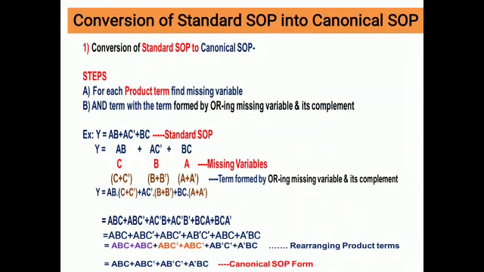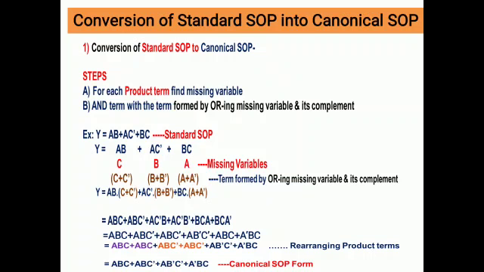Now we'll see how to convert the standard SOP form into canonical SOP form. See what the steps are. First, for each product term, find the missing variable. So first we have to find which variable is missing in that term. Then second, AND the term with the term formed by ORing the missing variable and its complement. So we'll see the example.